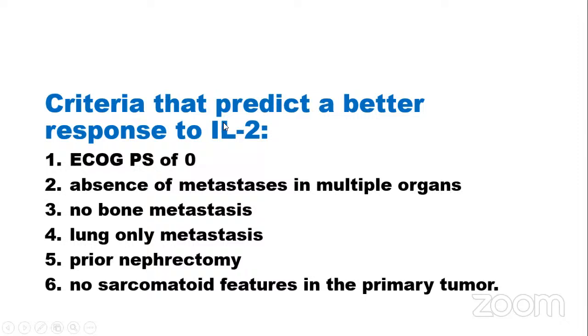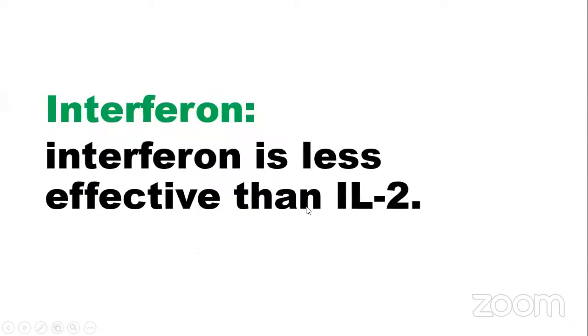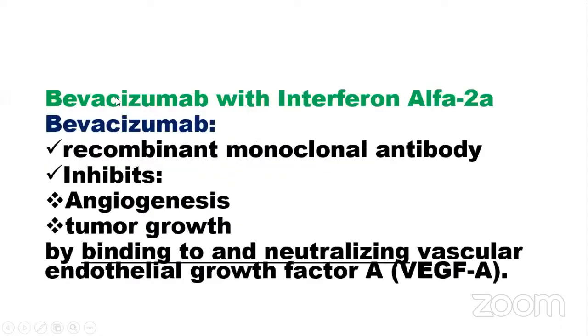Criteria that predict a better response to interleukin-2, as I mentioned here, include ECOG performance status of 0, absence of metastasis in multiple organs, no bone metastases, lung metastases only, prior nephrectomy, and no sarcomatoid feature in primary tumors. Interferon is less effective than interleukin-2.